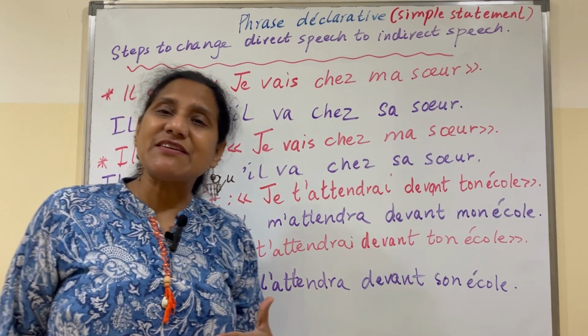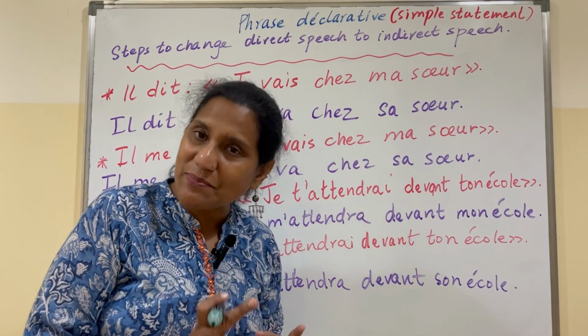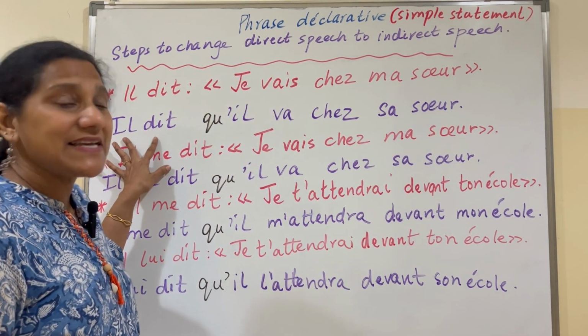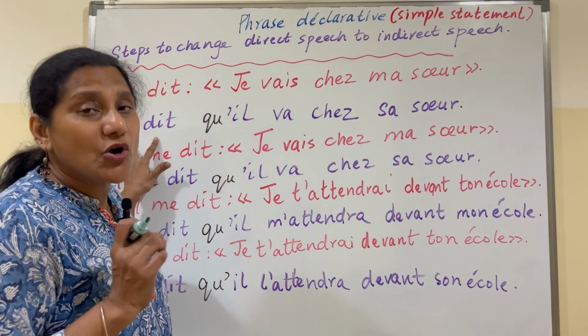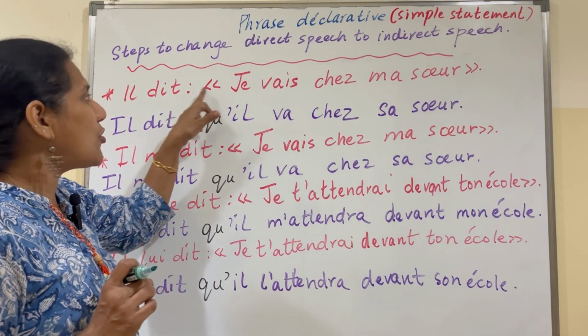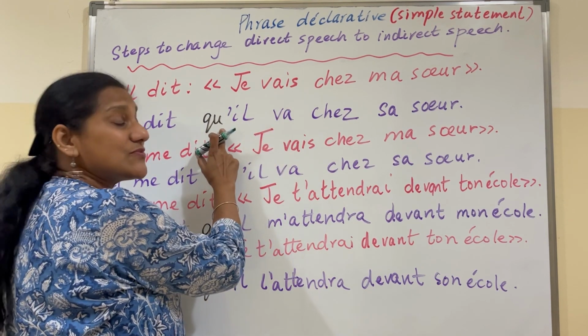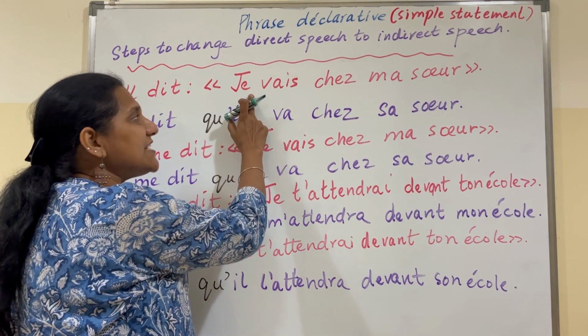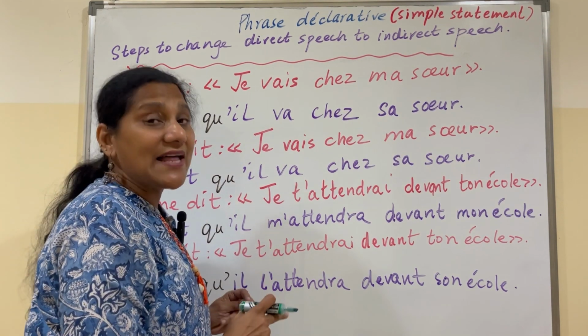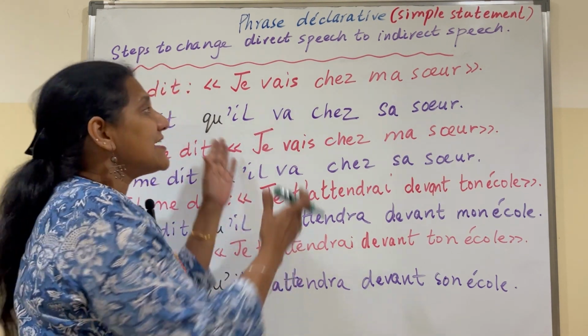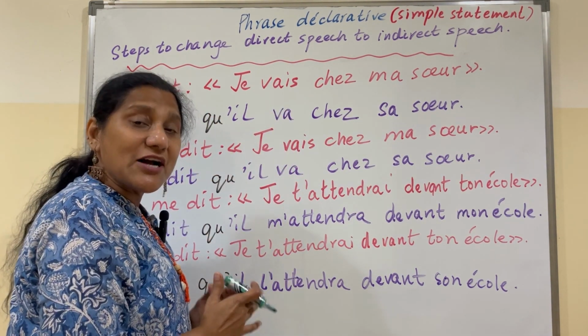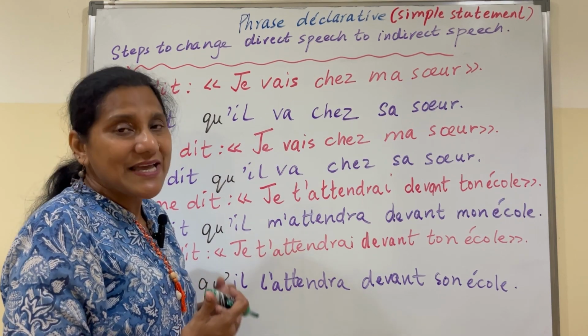What were the steps involved? First step is write out the main clause. We wrote out the main clause il dit. Remove the colon and the quotes. Join the main clause with the subordinate clause using que and change the subject pronoun, the verb and the possessive adjective in the subordinate clause according to who's speaking to whom in the main clause.